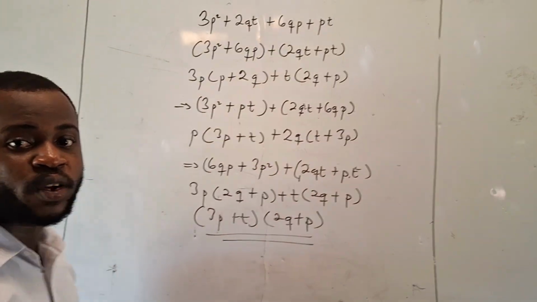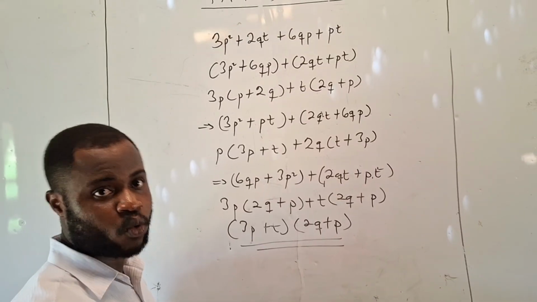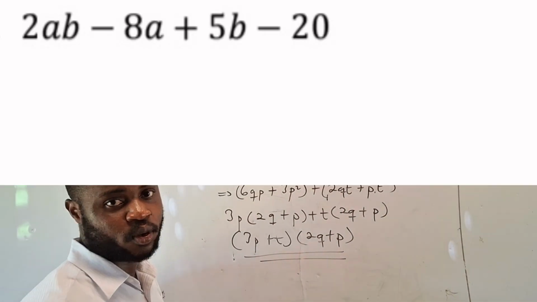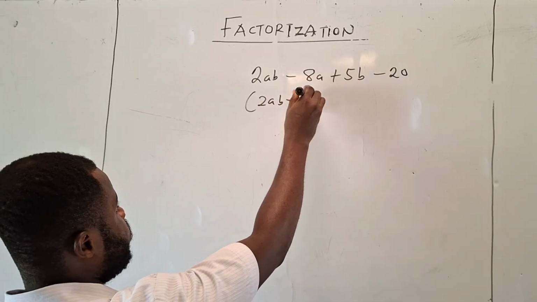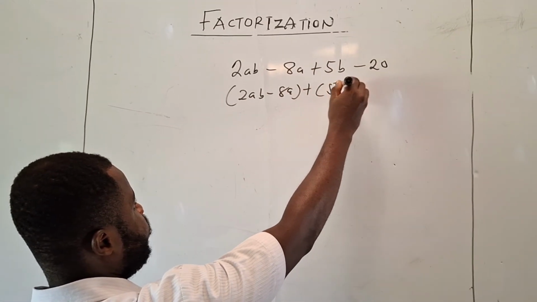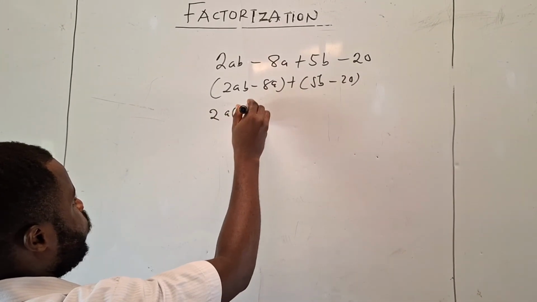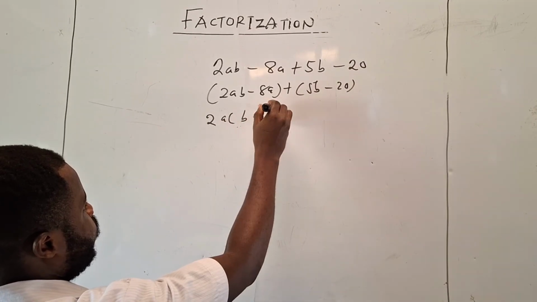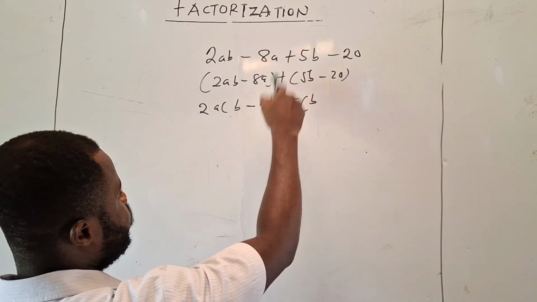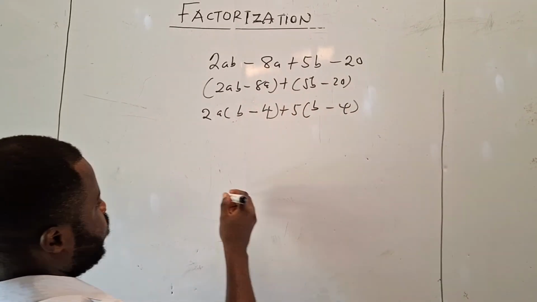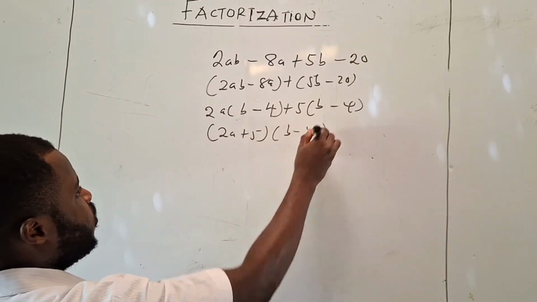So the method of regrouping is very, very important. You do it till you get to the ones in the bracket quickly. So let's take the next question. In this last question, we can group 2ab minus 8a plus 5b minus 20. So the highest common factor is 2a, we have our b here, minus 4, plus 5 will be out here. Then we can have our b, positive, negative with negative, then 4. Then we can group it 2a plus 5, then b minus 4.